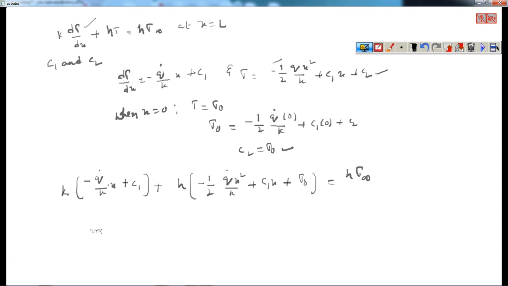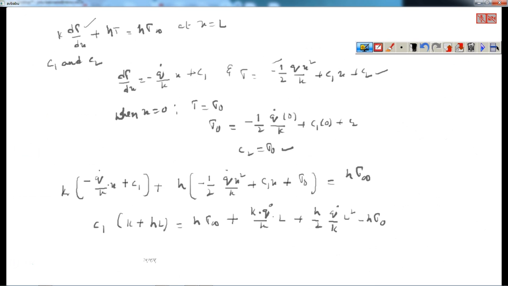Now this is equal to C1 of k plus hL is equal to hT infinity plus q dot by k into L plus h by 2 q dot by k L square minus hT0. You are going to get it.